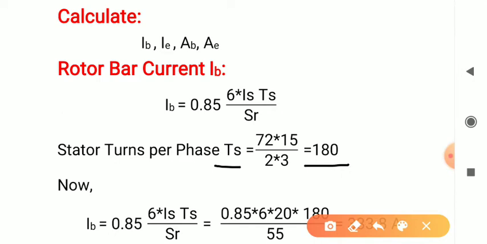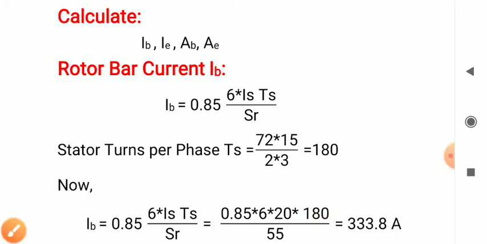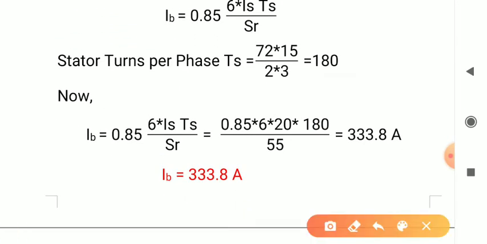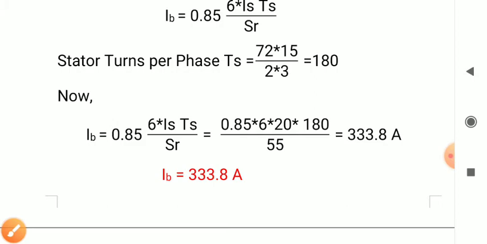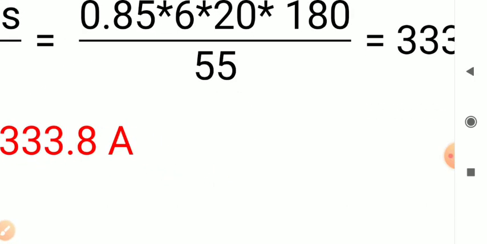Now we will put this value of TS in the equation of the bar current. Then we get the rotor bar current as 0.85 into 6 into 20, which is IS, and 180 is TS, and 55 is SR. After calculating this, we get 333.8 ampere. So the rotor bar current value is 333.8 amperes.